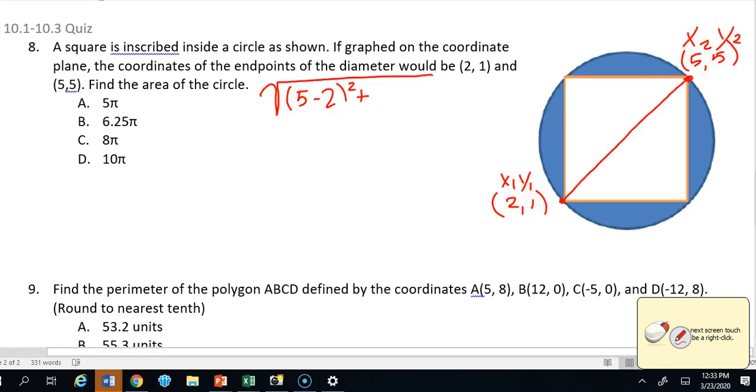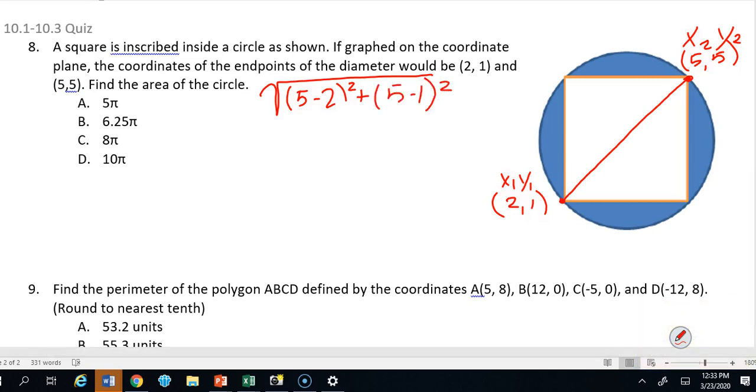I'm going to square that plus, again, 5 minus 1 squared. So this is going to be 3 squared plus 4 squared. That's going to be 9 plus 16, which is 25. And we know that's 5. So that is our diameter.